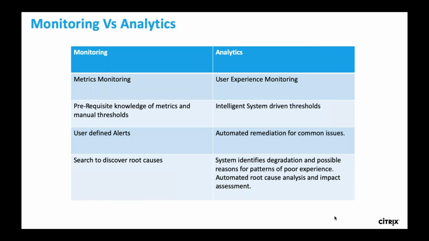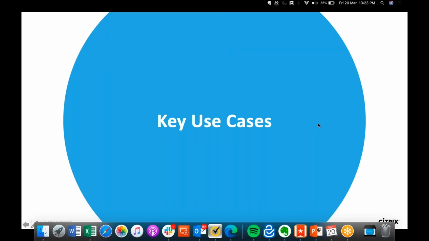And lastly, one of the expectations with monitoring solutions is the admin knows what to search for to discover the root causes of performance problems. Analytics takes that specific need out and identifies degradation and possible reasons automatically. It will also perform an impact assessment and present the top actions an admin can take to improve user experience. Let us now move on to understand the key use cases that performance analytics can serve.